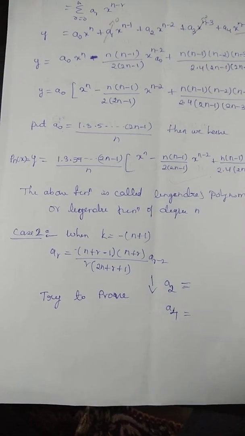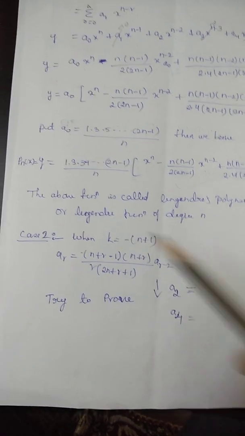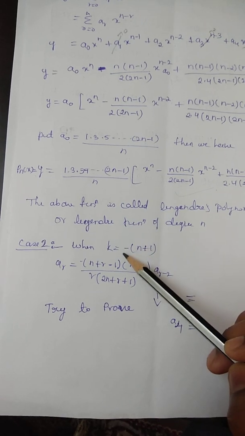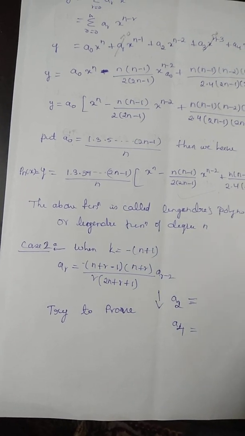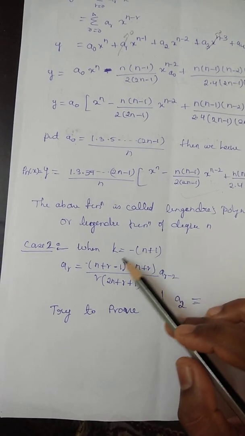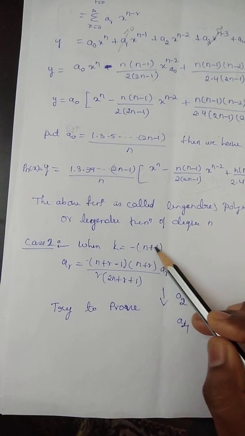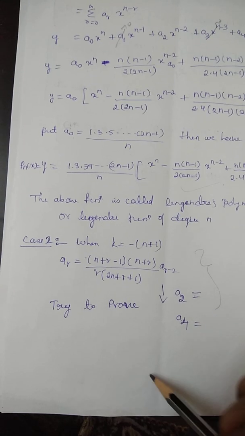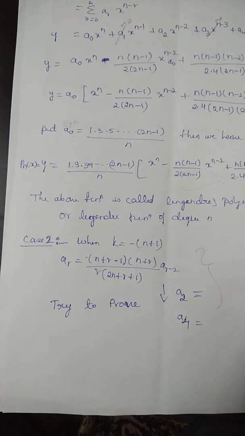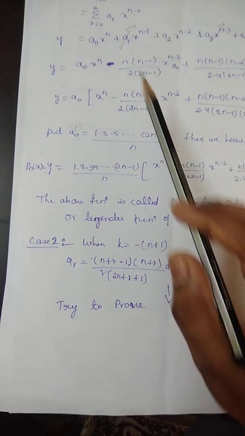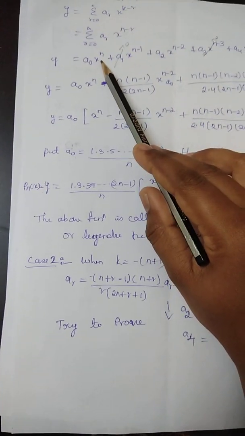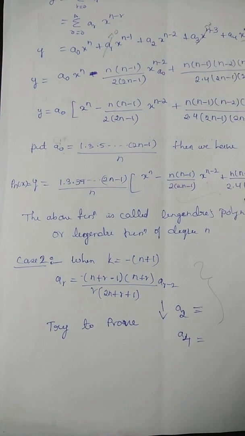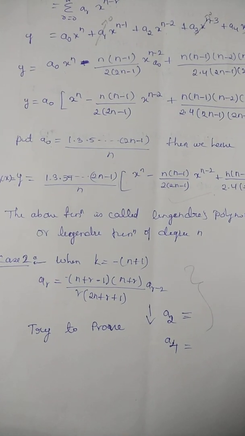Now case 2, when k is equal to n, we solved the Legendre function. Now k is equal to minus n plus 1. So we have to change k value as minus n plus 1 in that recurrence formula and find out the values of a2, a3 and a4 and substitute in this expansion form of the series solution, and we will get a different equation. That is left for you. You can try it.